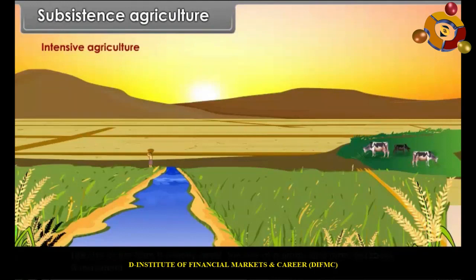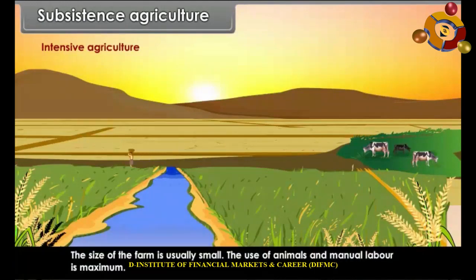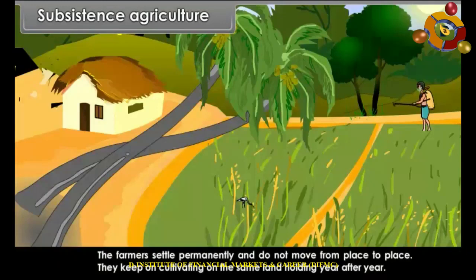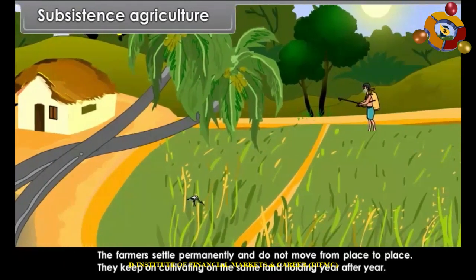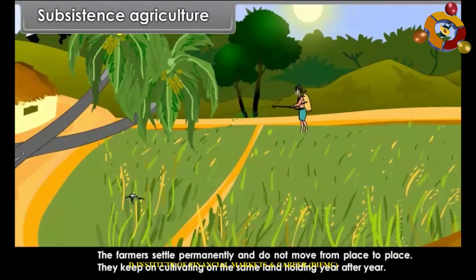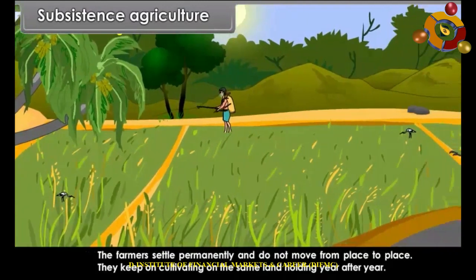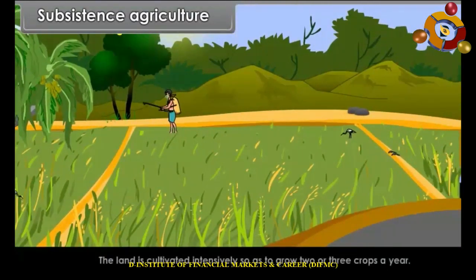The size of the farm is usually small. The use of animals and manual labor is maximum. The farmers settle permanently and do not move from place to place. They keep on cultivating on the same land holding year after year. The land is cultivated intensively so as to grow 2 or 3 crops a year.